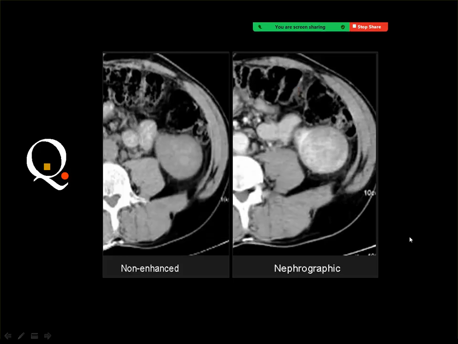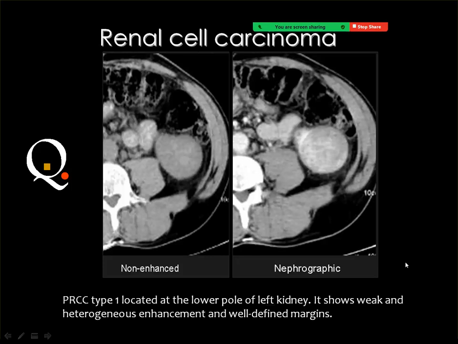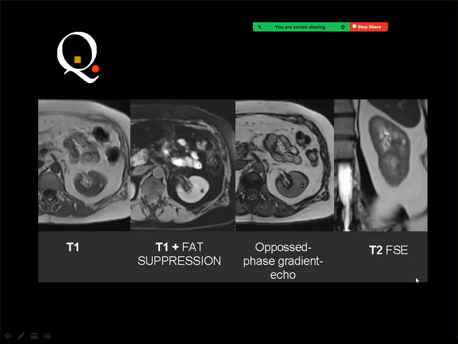And any solid mass in the kidney of an adult patient should be considered as renal cell carcinoma until proved otherwise, exactly similar to a solid mass in the lung of an adult, which should be considered as bronchogenic carcinoma until proved otherwise. And this is a case of MRI of the kidney showing a small lesion in the left kidney.